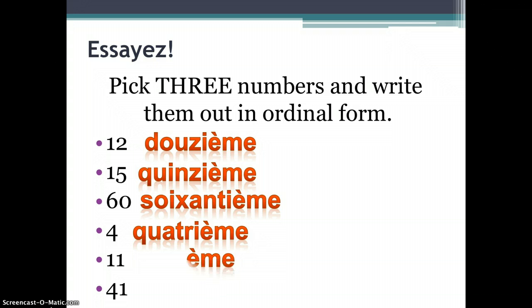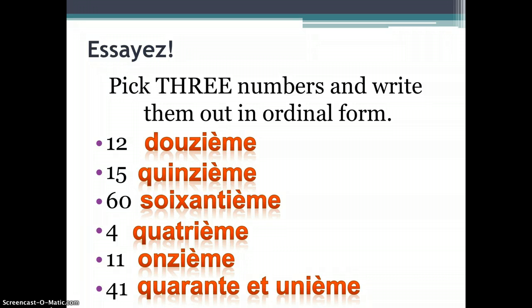11th is onzième. So you're kind of noticing a pattern. A lot of our numbers end in E, so we do have to take that off. And then 41, we have 40 et unième. So I hope you did those all right.